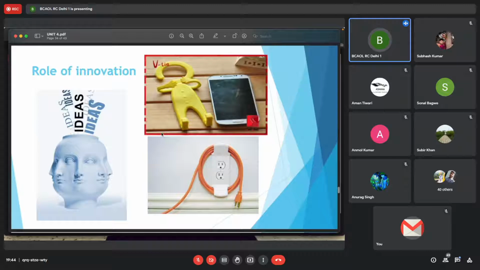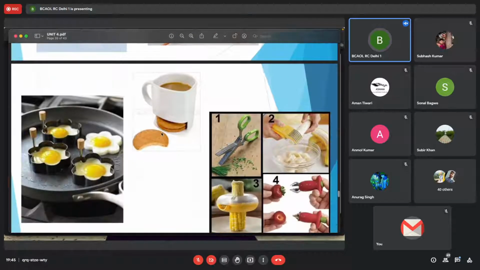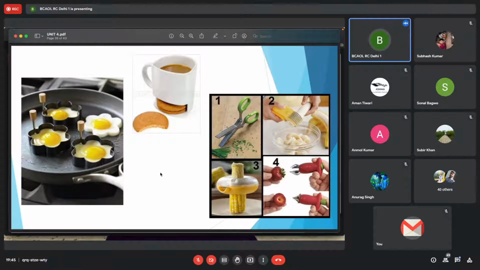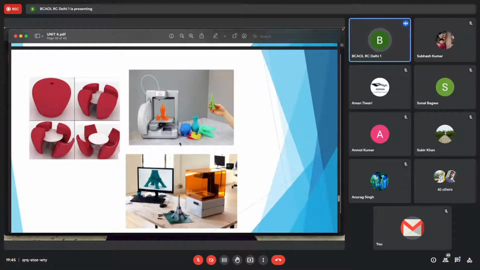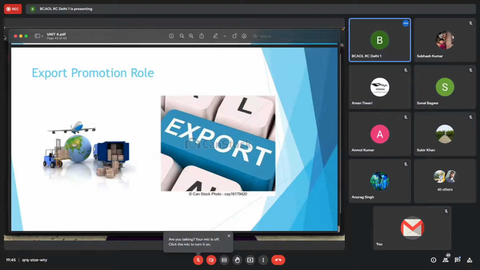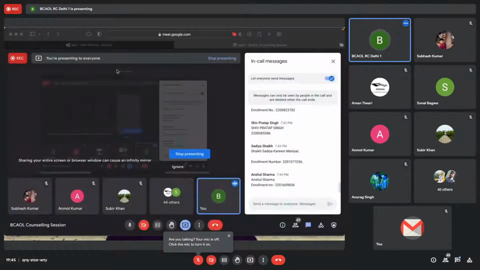Innovation is basically getting different cool ideas, if I may say. So this is innovation where you are creating utility. And the last topic left is promotion.